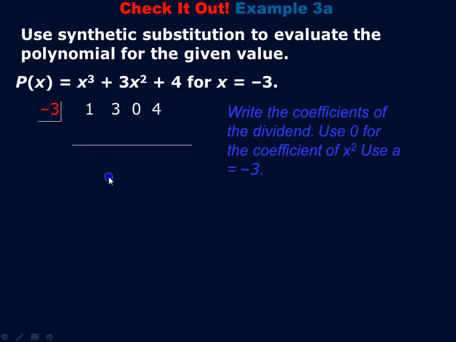Let's bring the 1 down. 1 times negative 3 is negative 3. 3 minus 3 is 0. 0 times negative 3 is 0. Bring the 0 down again. 0 times negative 3 is 0. 4 plus 0 is 4.